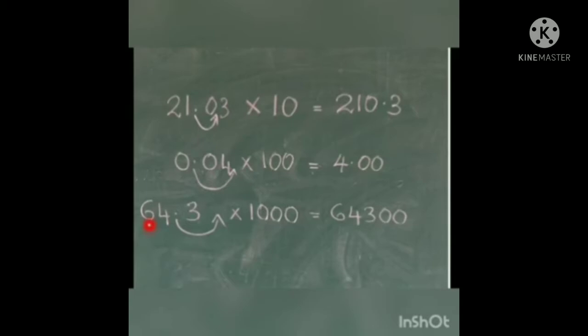Next example, 64.3 into 1000. So in 1000 how many zeros are there? 3 zeros are there. And where does the point shift? To the right or left? To the right. So here the point should go here, 3 places. But after the decimal point, do you have 3 places? Only one place we have. We don't have 3 places, only one place we have. So what do we do in such cases? We add zeros in order to make those places correct. So what do we get as the answer?